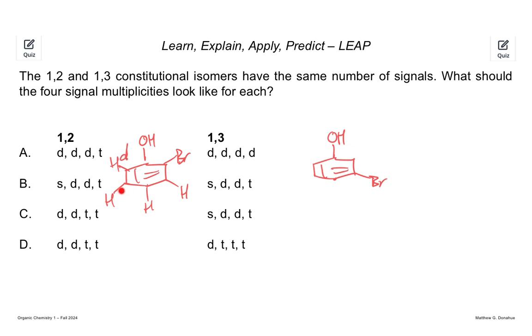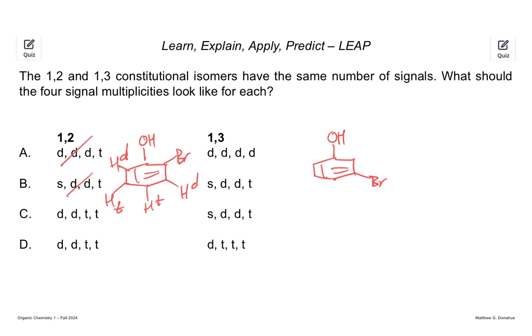So the next one has 2 neighbors, so that's going to be a triplet. The next one there has 2 neighbors, so that's also a triplet. And then finally, the last one just has the 1 neighbor, so that's a doublet. So we have DDTT, so that eliminates A and B for that one.